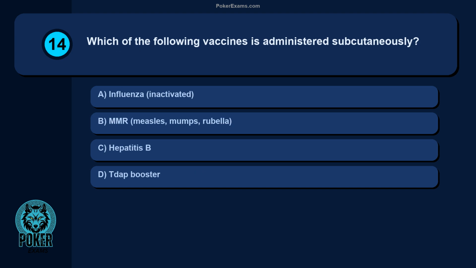Question 14. Which of the following vaccines is administered subcutaneously? Influenza, inactivated. MMR, measles, mumps, rubella. Hepatitis B. DTaP booster.